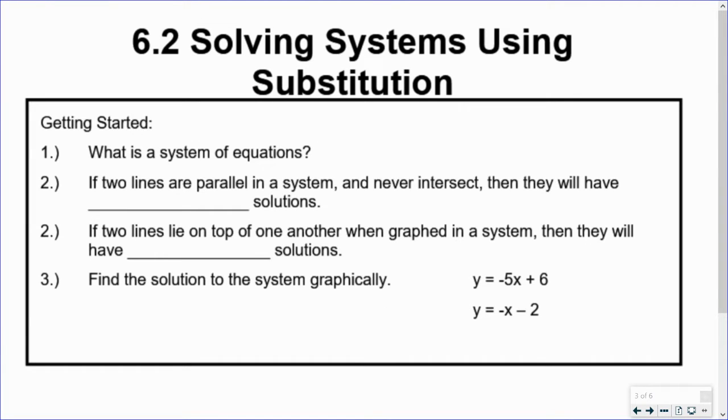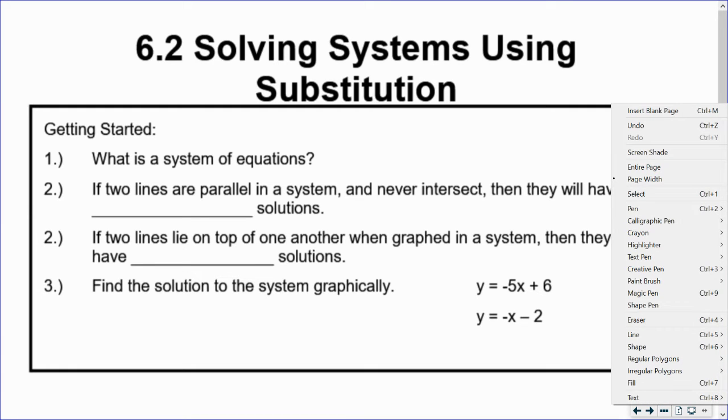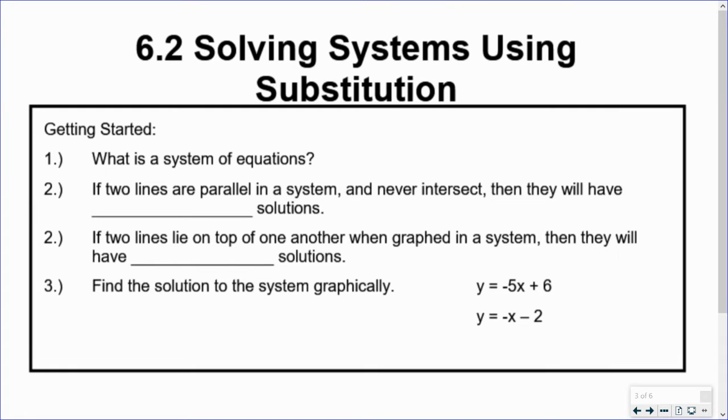Okay, today we're working on section 6.2, solving these a little bit more algebraic than what we did in the past. So here we go with this. So what is a system of equations? A system of equations is two or more equations. Now, they can be linear equations or they can be quadratic. It doesn't make any difference. So it's two or more equations, is all that a system is.